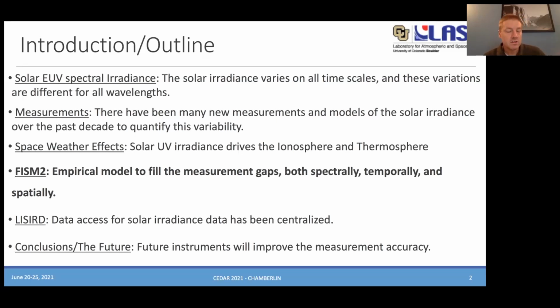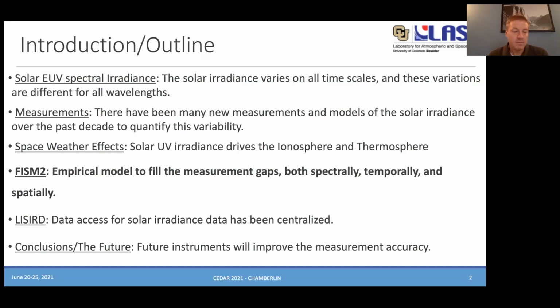Then, this community knows very well the space weather effects. Bob mentioned them in his previous talk, which was a very good introduction. These space weather effects can happen on all time scales of the ultraviolet irradiance as a driver to dynamics in the ionosphere and thermosphere. Then the crux of the talk is getting into FISM2. What is FISM2? How does it fill the measurement gaps, and how accurately does it do that?